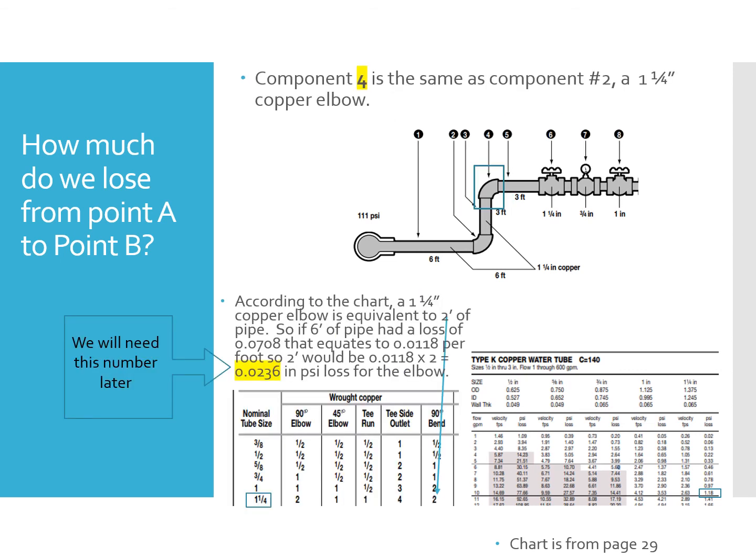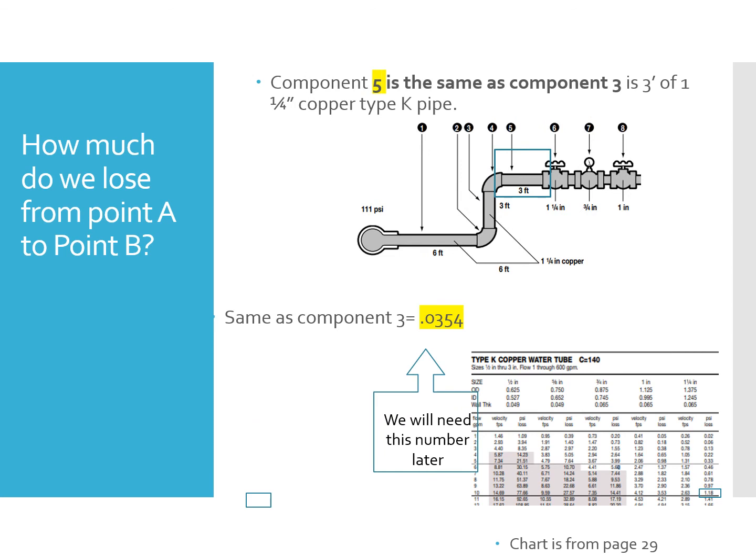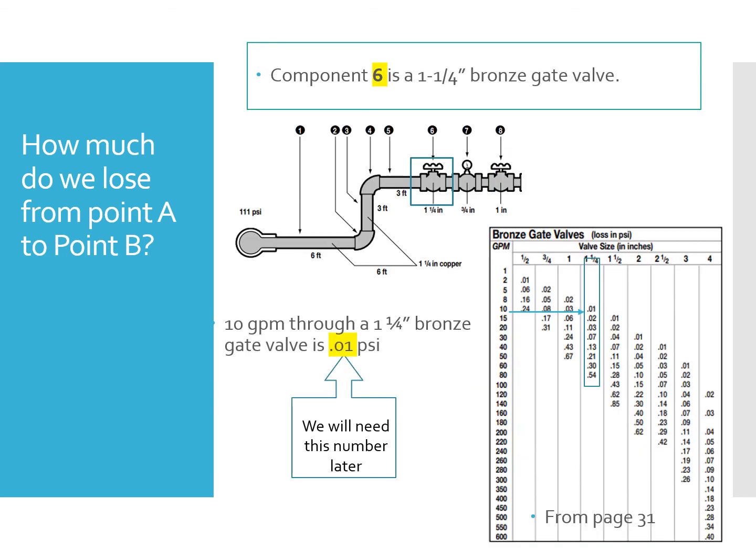Component number 4 is the same component as we had at component number 2. So it's basically a duplicate. We're going to lose the same PSI that we lost in this elbow as we lost in this elbow down here. And component number 5 is the same as component number 3. So its losses are going to be the same for friction, only this time there's no elevation to calculate.